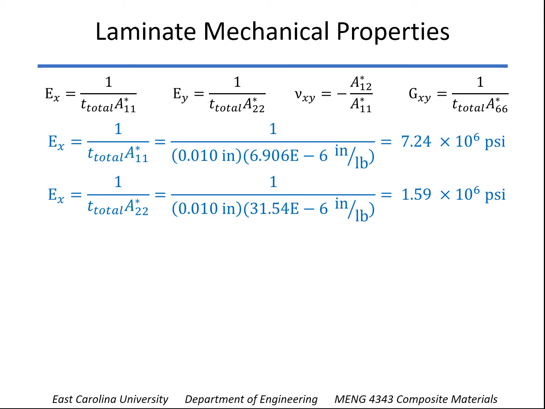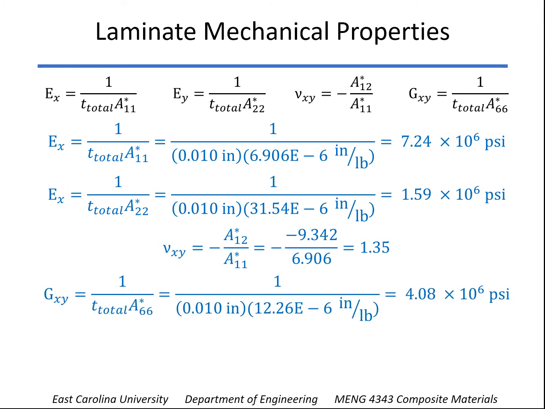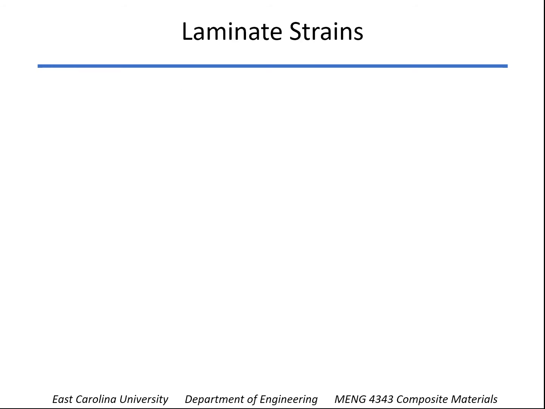The Poisson's ratio, nu xy, when we calculate that, comes out to be a very large number, 1.35. Now, when you looked at isotropic materials, you found that the Poisson's ratio was always between 0 and 0.5, so not so with composite materials. And here's the shear modulus, about 4 million psi. And we can also calculate nu yx based on a similar ratio to what we had for nu 2:1. In other words, Ey over Ex times nu xy gives us nu yx. So those are the mechanical properties of the laminate.